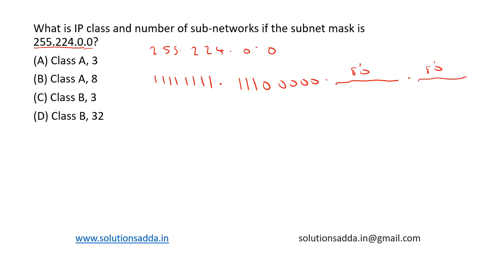Now, the first 8 bits represent the class A network address. So we can say that it is class A. And the next 3 bits of the second octet represent the number of subnets. We have 3 bits, so 2 to the power 3, we have 8. So we are having class A and 8 subnets. Option B is the right choice.